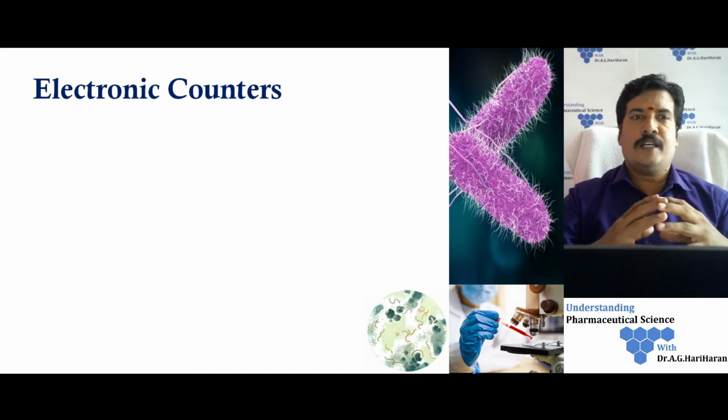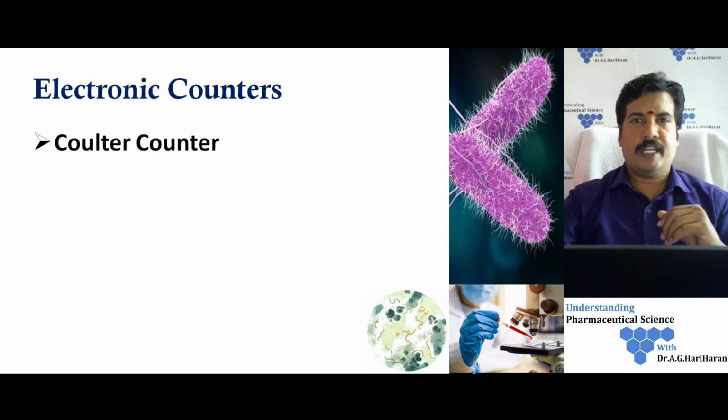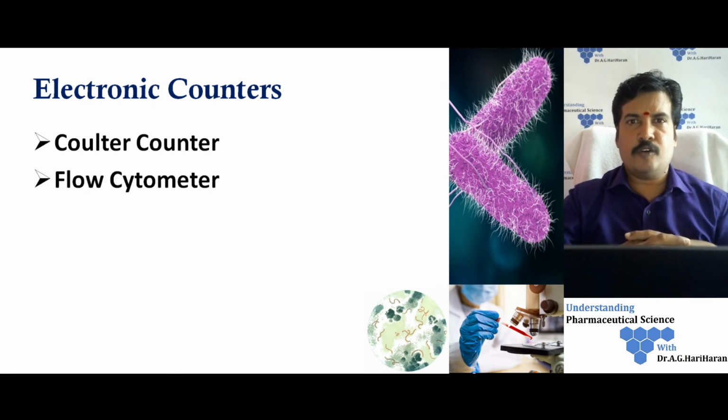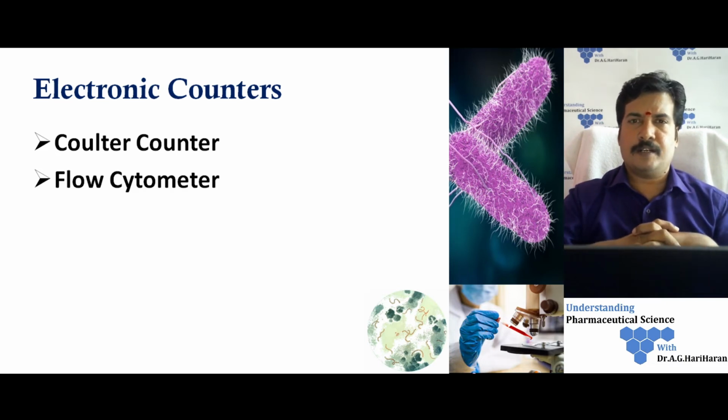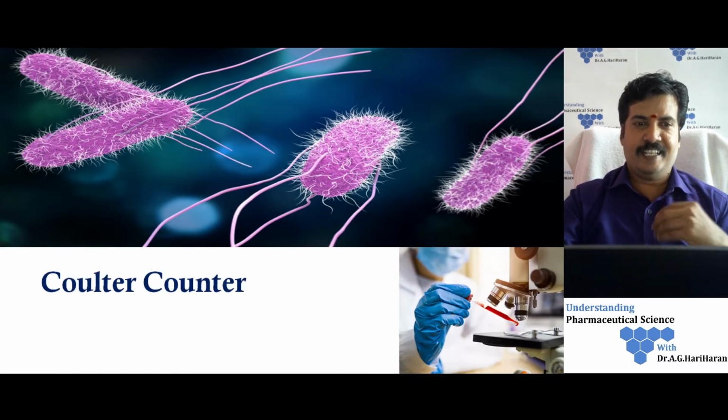For the electronic counters, there are two things available. One is the Coulter counter, a very old technique, and the other one is the flow cytometer. Both have equal importance and give more or less better results, especially for the total counting of particular cells. So let us understand the Coulter counter elaborately.